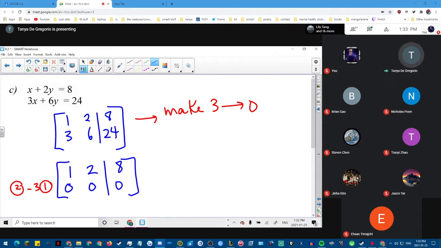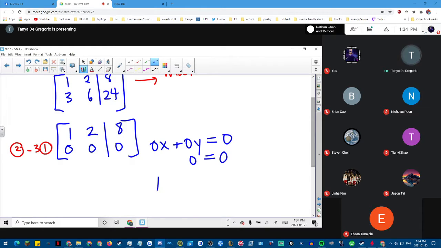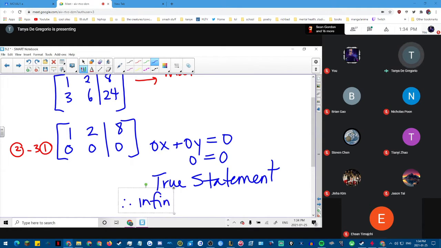Which in one way is kind of good because it makes your life easy, that's for sure. So what is this telling me? It's telling me that 0 times x plus 0 times y equals 0, right? Or essentially 0 equals 0, which is true. So what's it telling me? Infinite solutions. Yeah, infinite number of solutions. X and Y can be anything.